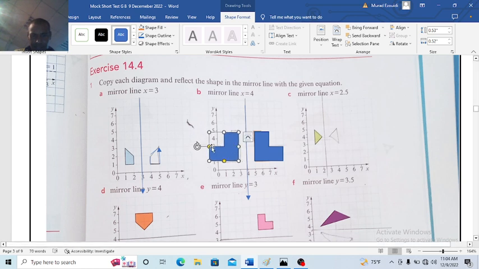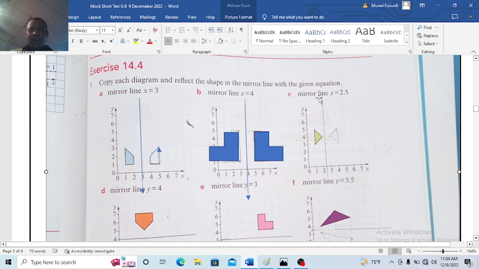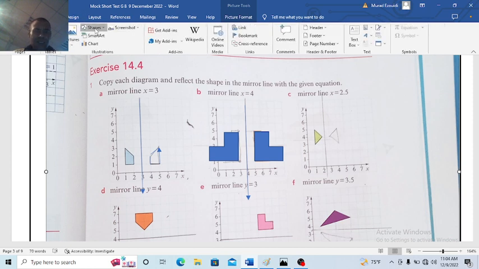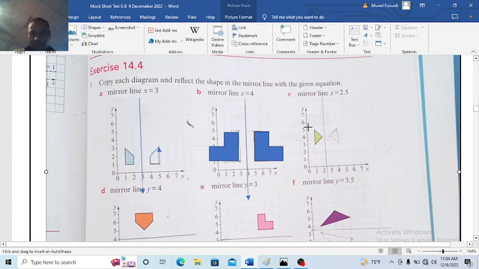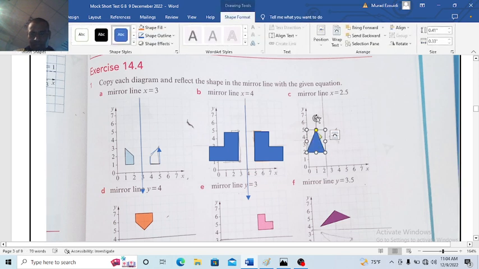I should keep the same distance between the object and the mirror line, and between the image and the mirror line. Now if the question is that the mirror line is 2.5, you see this is 2.5 and this is my triangle. I will use this one. For example, here I will suppose this is my triangle. I will rotate it like that, or like that. Okay, like that it's better.